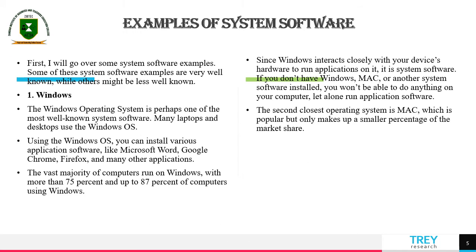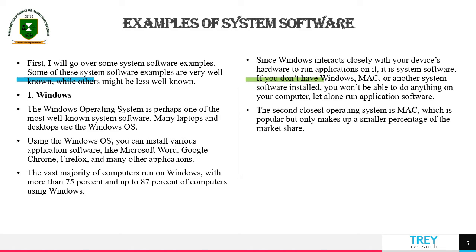So we are saying, examples of system software here. First, I will go over some system software examples. Some of these are very well known, while others might be less well known. Okay, the first one is Windows. Under Windows, this is where we find the what?